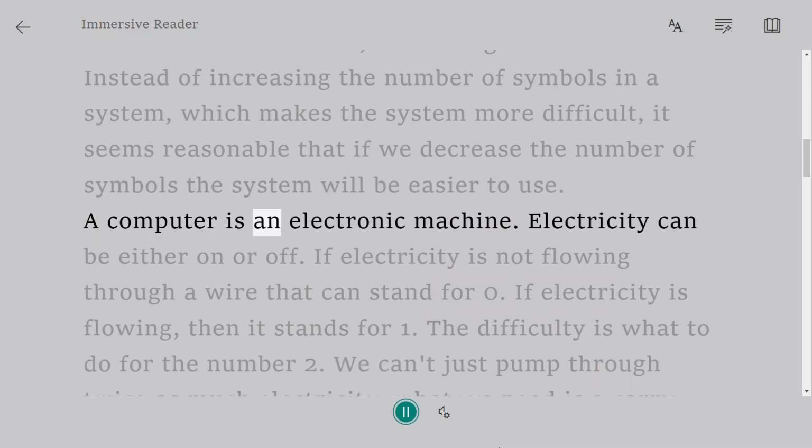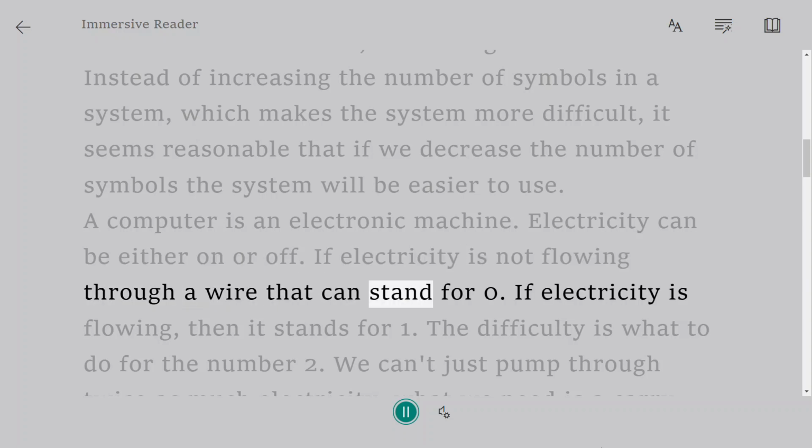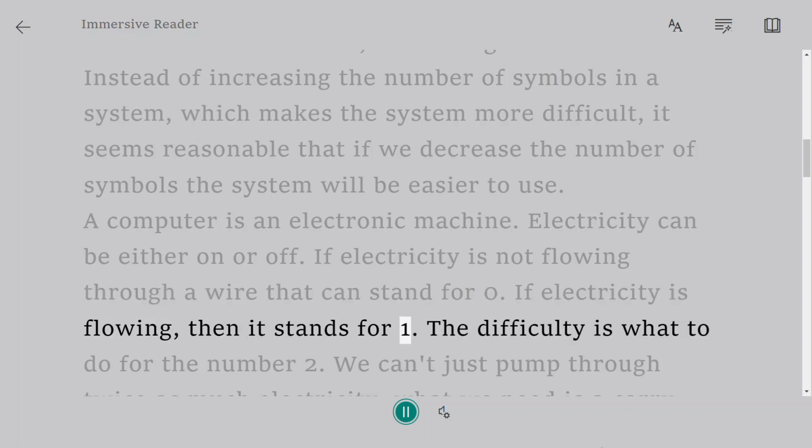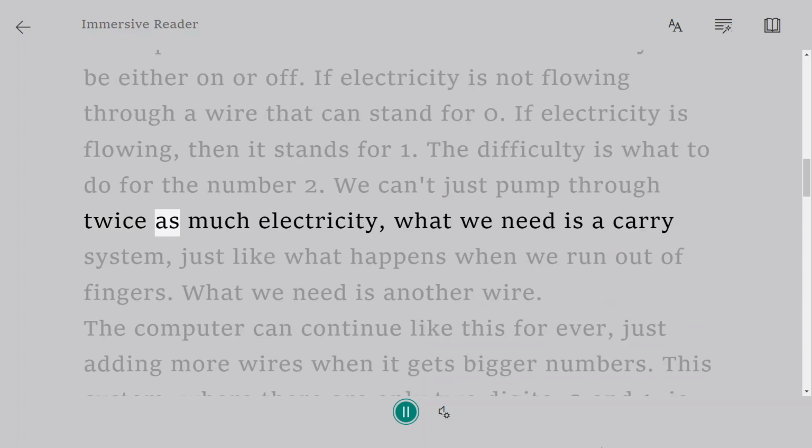A computer is an electronic machine. Electricity can be either on or off. If electricity is not flowing through a wire, that can stand for 0. If electricity is flowing, then it stands for 1. The difficulty is what to do for the number 2. We can't just pump through twice as much electricity.